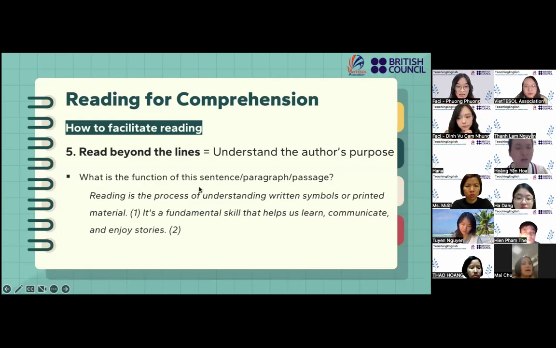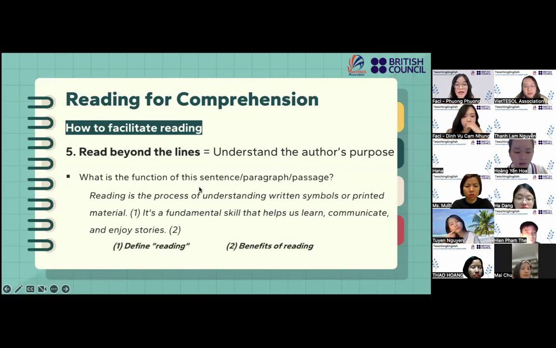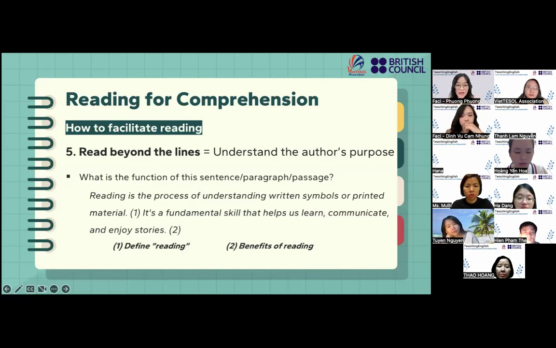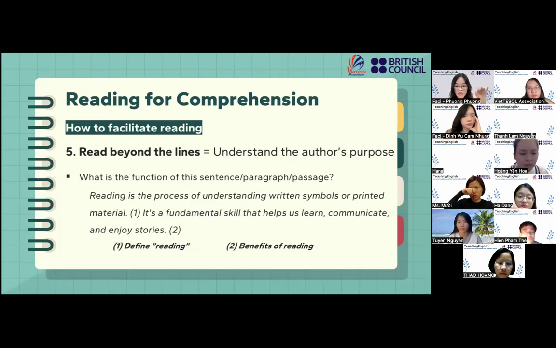Okay, so the first sentence, reading is something. So this is a definition, right? And the second sentence, reading will help us learn, communicate, and enjoy stories. So we can say that these are the benefits of reading. Remember, note that in the first sentence, there's no appearance of the word define or definition. And in the second sentence, we don't see the word benefit. But this is something you need to read beyond the lines.